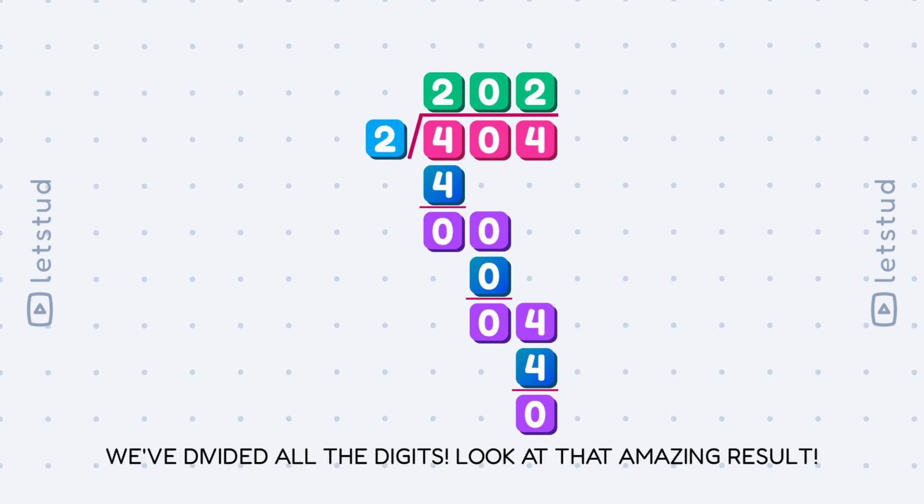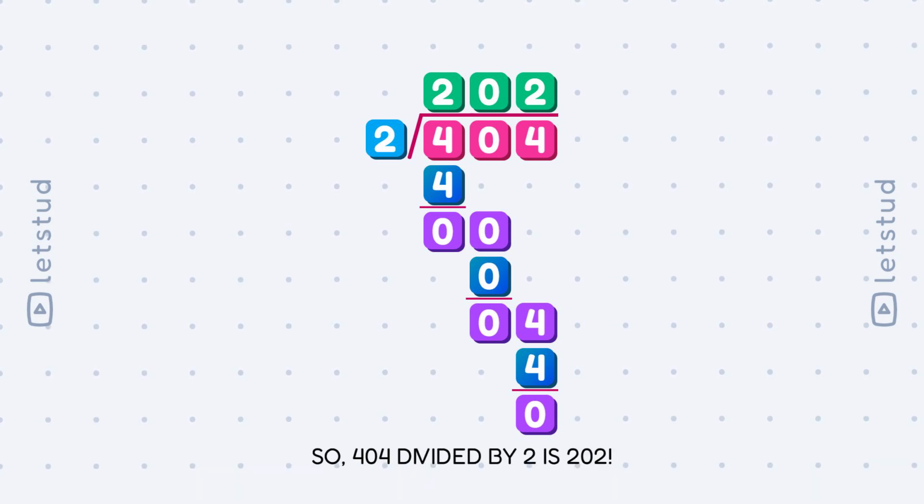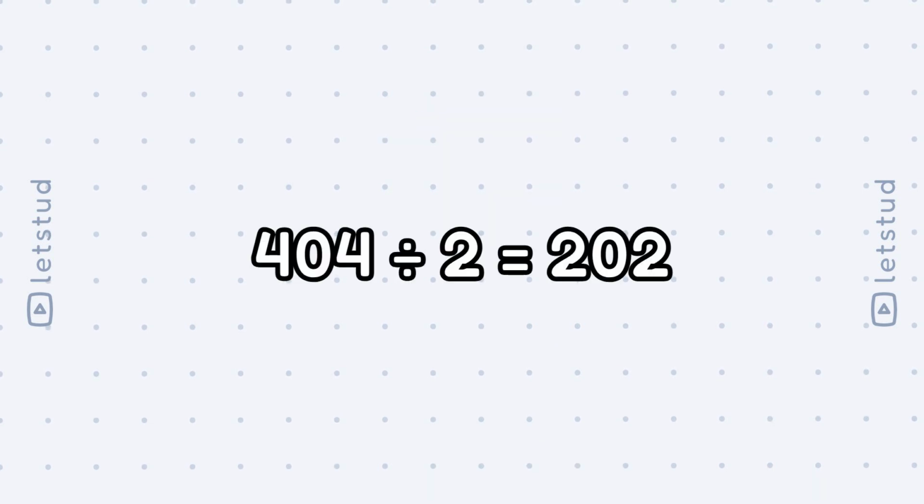We've divided all the digits, look at that amazing result. So 404 divided by 2 is 202. Great job, everyone, we learned how to tackle long division step by step. Remember, even big numbers become simple with a plan.